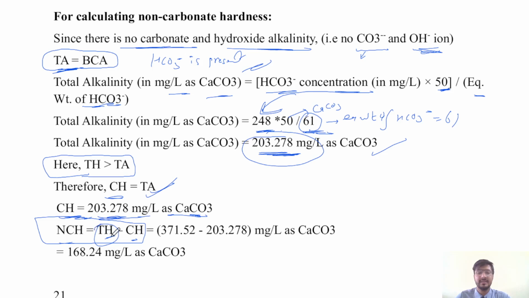Total hardness is 371.52 minus carbonate hardness 203.278, and from these, 168.24 milligram per liter as CaCO3 is the non-carbonate hardness. So by this we can calculate the non-carbonate hardness by using this formula, by using this technique.